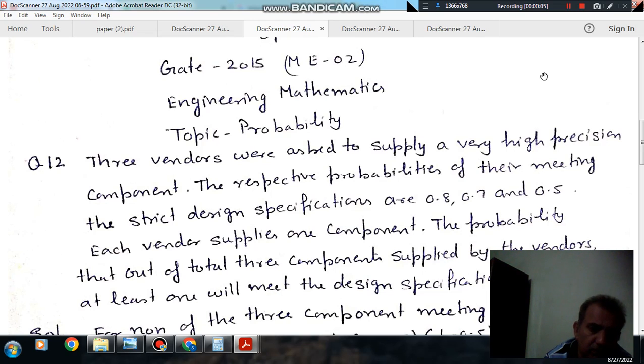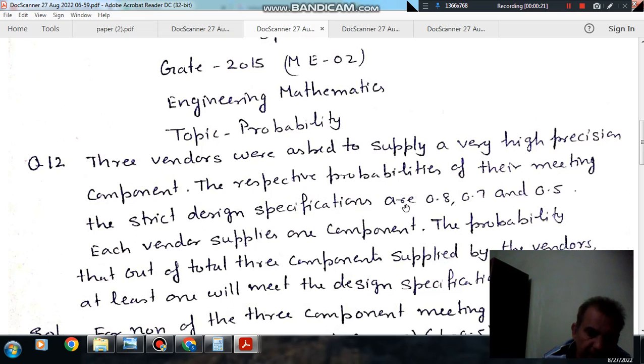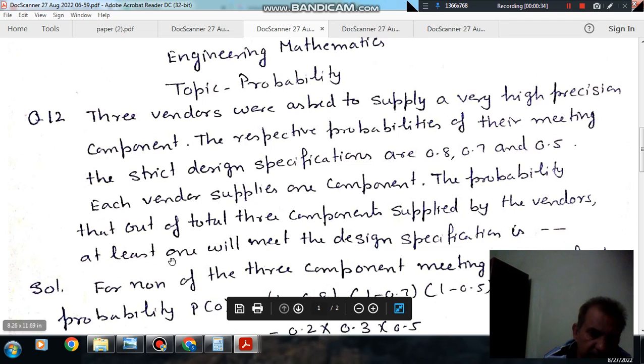The topic is probability. Question number 12 from GATE 2015 ME-02: three vendors are asked to supply a high precision component. The respective probabilities of their meeting the strict design specifications are 0.8, 0.7 and 0.5. Each vendor supplies one component. What is the probability that out of the total three components supplied by the vendors, at least one will meet the design specification?